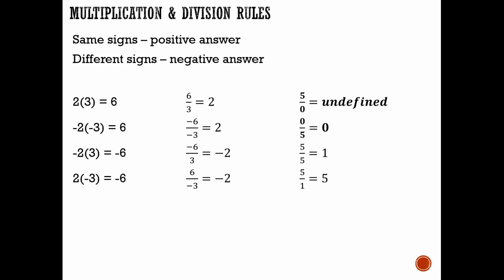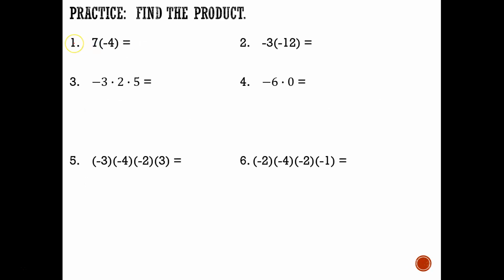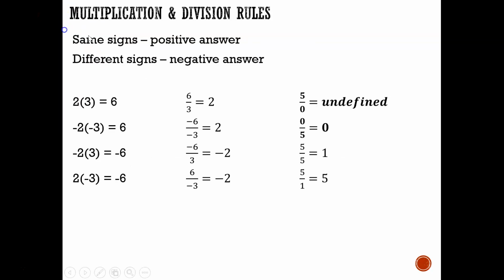The new thing is that to figure out what sign goes on your answer, you just look at the signs that are on the numbers in the problem, and if those numbers have the same signs, then you get a positive answer. So same signs, positive answer. If the two numbers that you're multiplying or dividing have different signs, you get a negative answer. And you can see that in the examples that are shown on this slide.